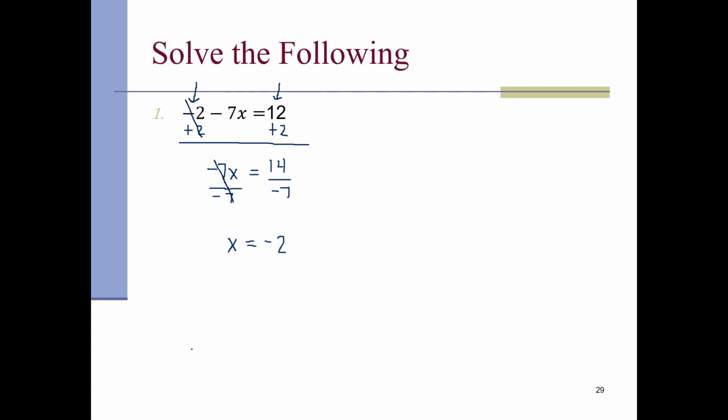If you want to check, you would take the -2 and substitute it back into the original problem. So in the original problem, we would have -2 minus 7 times a -2. Math-wise, that would give us -2 plus 14, which is indeed 12, and so it does check.